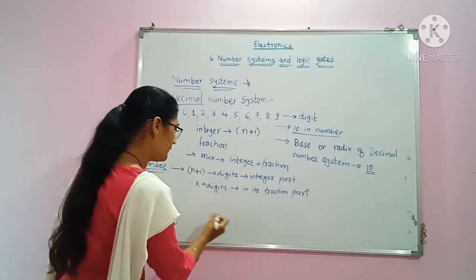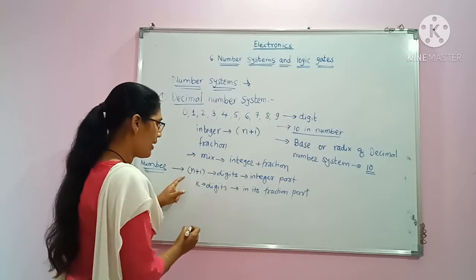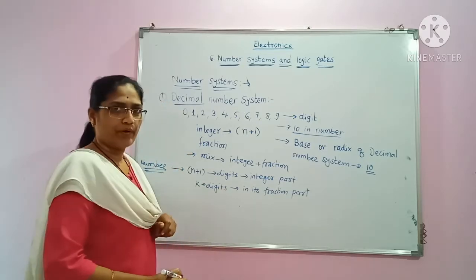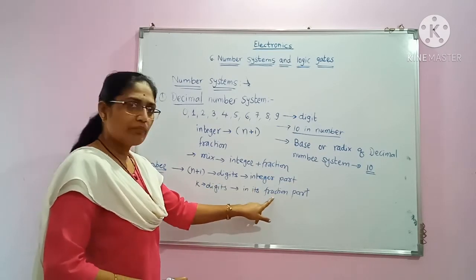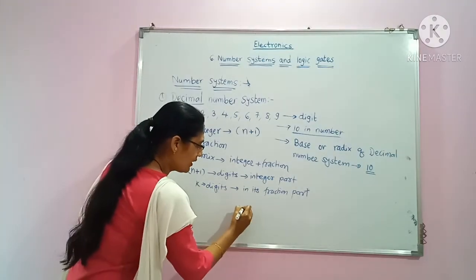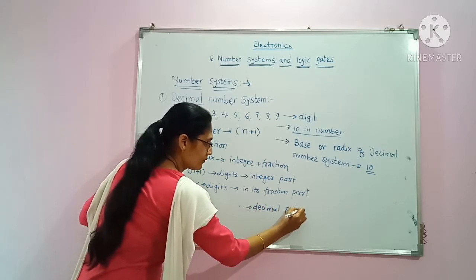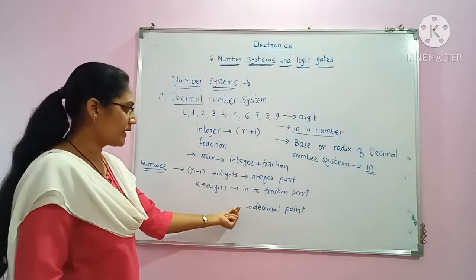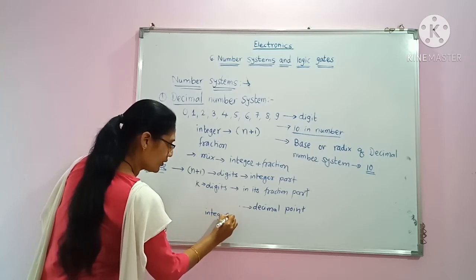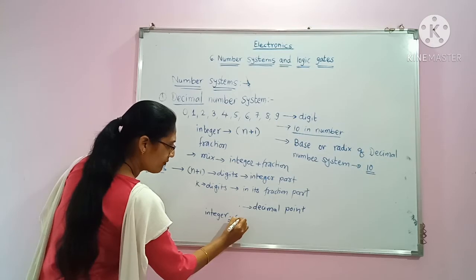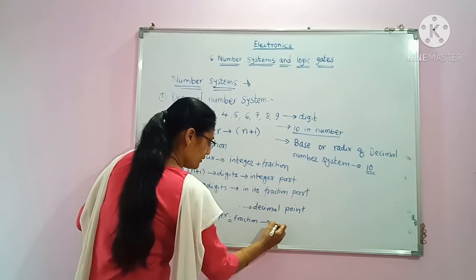A generalized representation of such a number is formed by giving a decimal point. This point which separates the integer part from the fraction part is called the decimal point. So, integer, then a decimal point, and then the fraction will give us the number.